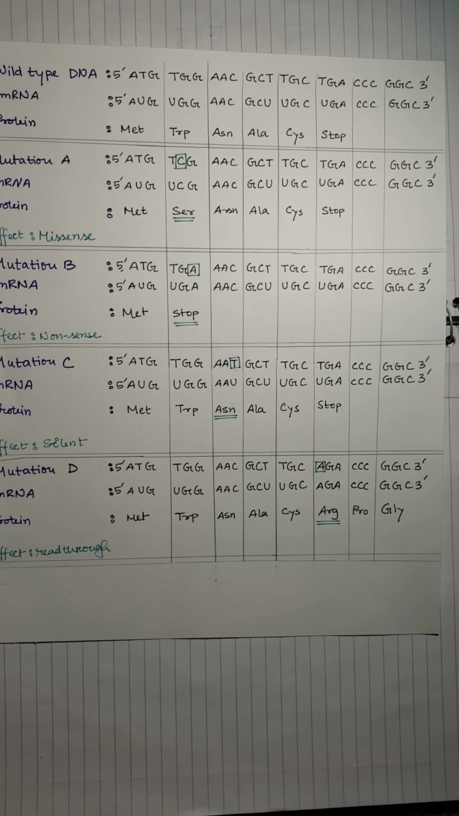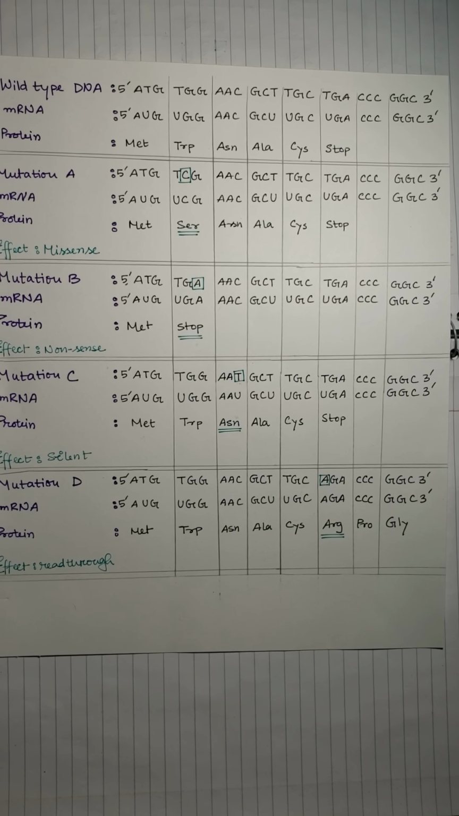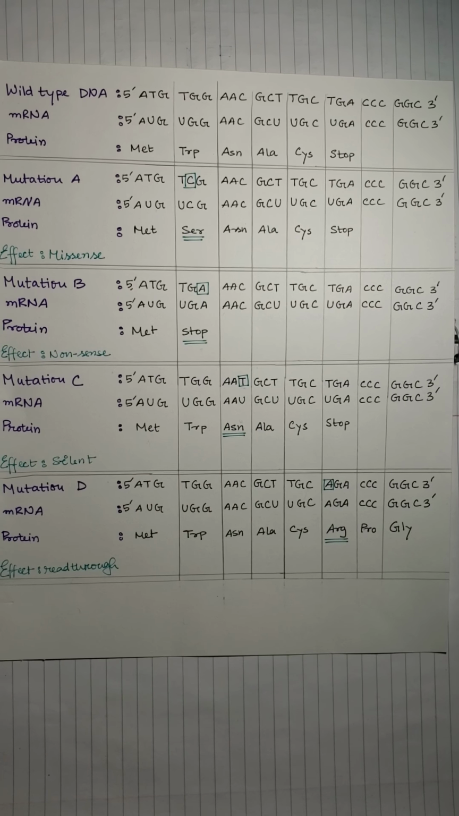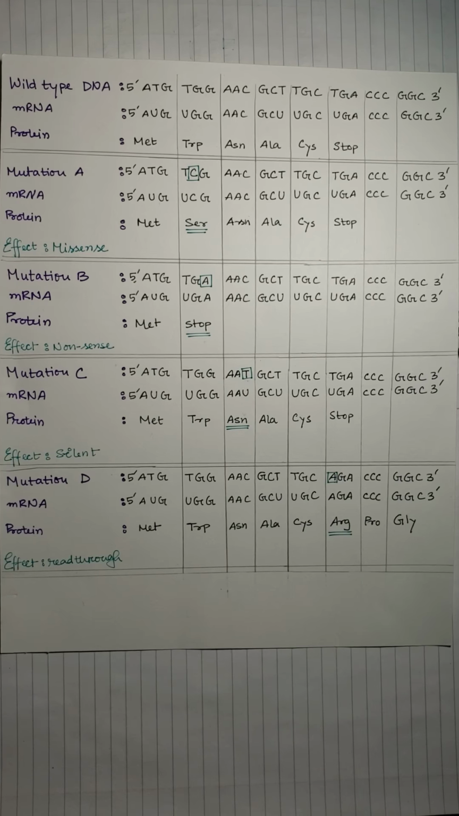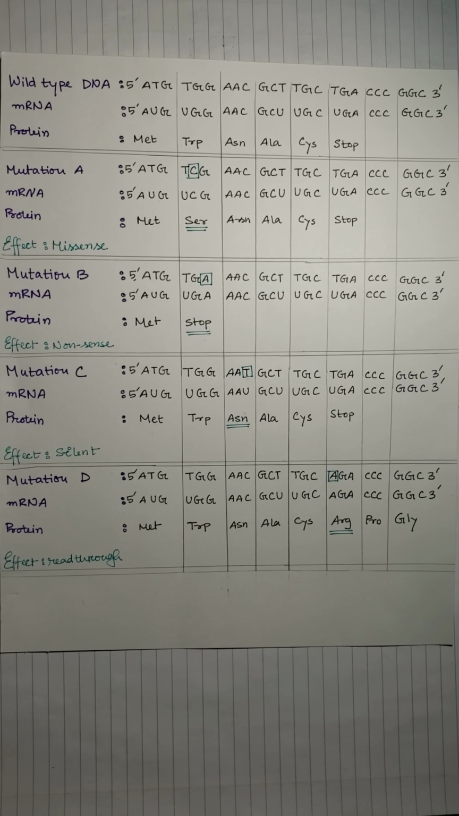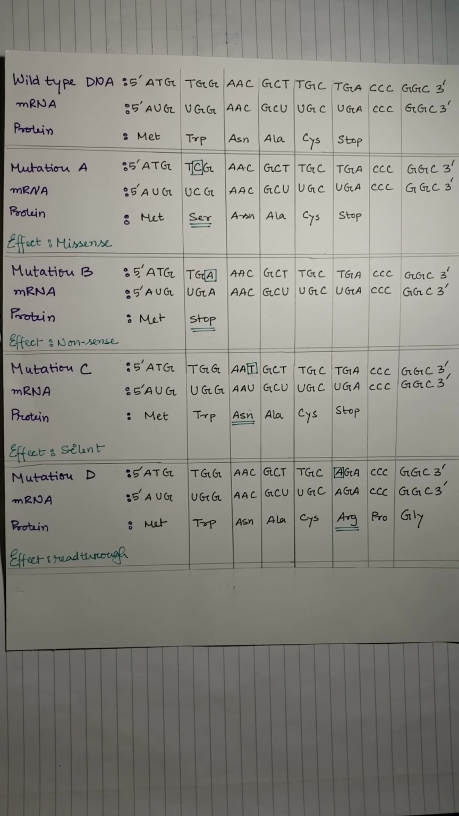Mutation is a change in the DNA sequence, and a point mutation results in the substitution of one base for another. There are two types of point mutations, transitions and transversions. Transition means a mutation from purine to purine or pyrimidine to pyrimidine, and transversion means a mutation from purine to pyrimidine or pyrimidine to purine.